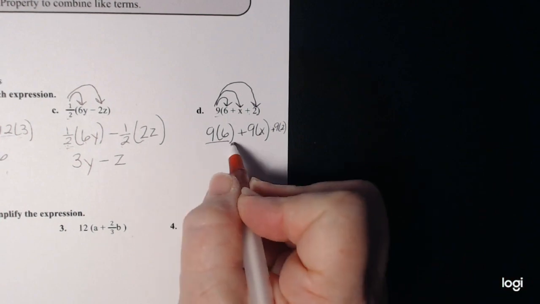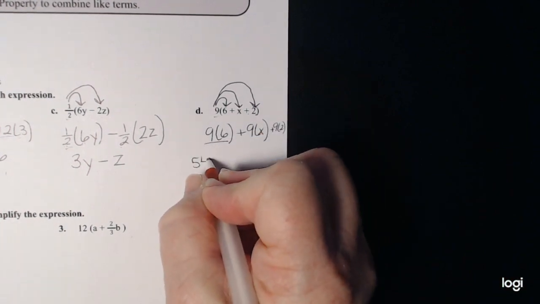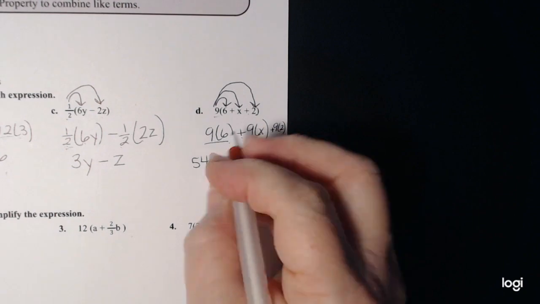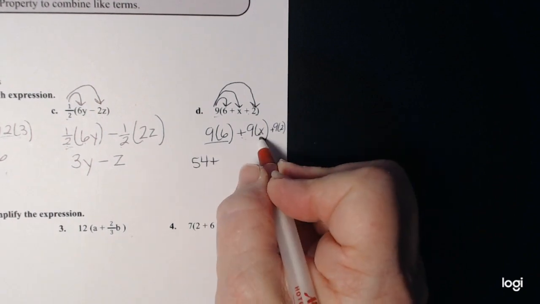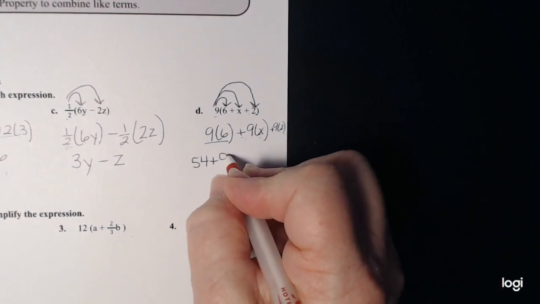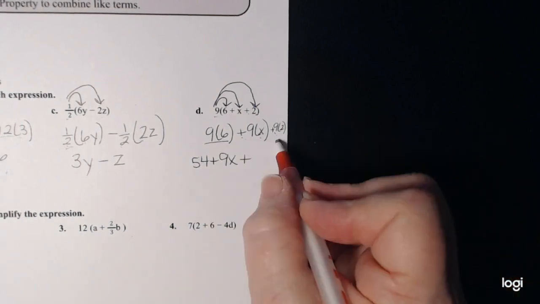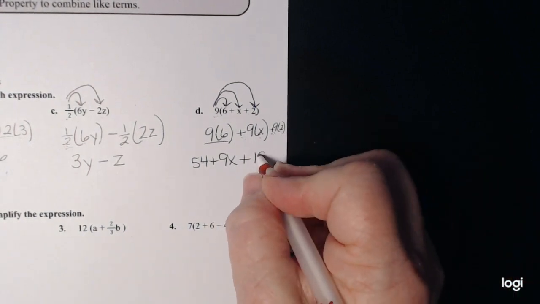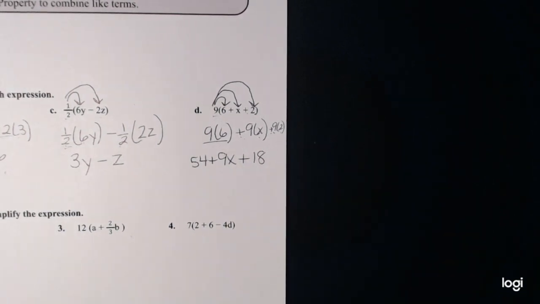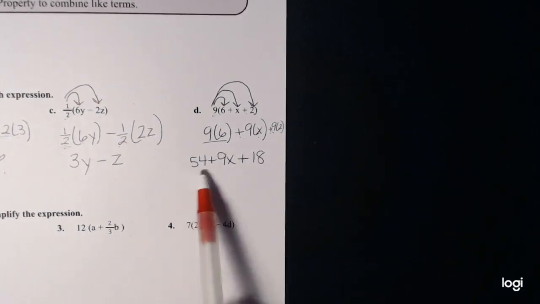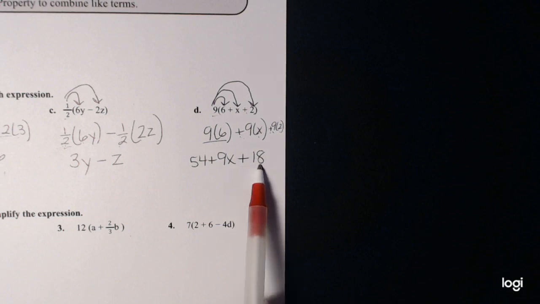Let's simplify this. 9 times 6, 54. Keep my sign. 9 times x, well, we can't simplify that. That would just be 9x. Keep my sign again. 9 times 2, 18. Now, if I look here at my problem, I have 54 plus 9x plus 18.